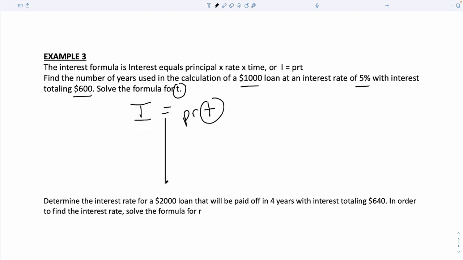Do you have the next step or a comment? I have a comment. Go ahead. How is 5% 600? Because I don't see how that matches. It's not. You're looking for the number of years. So you have an interest rate of 5%, a $1,000 loan, and you want it to total 600. How many years do you have to put that money into a bank?